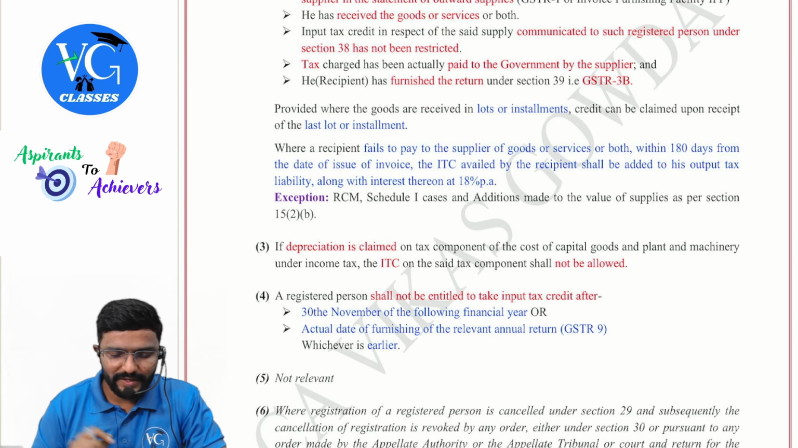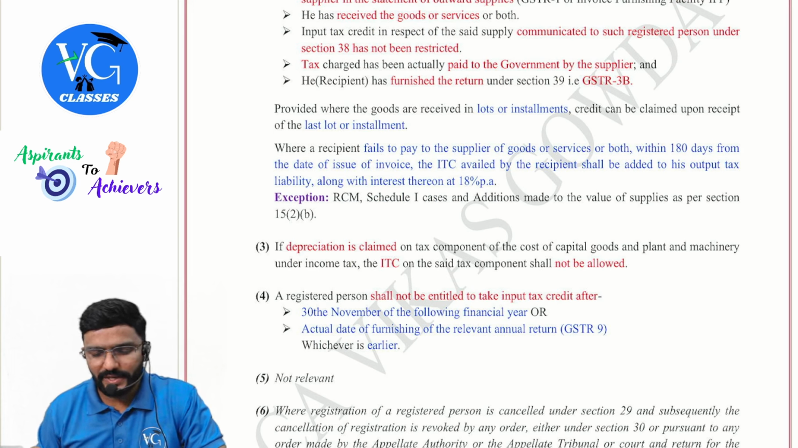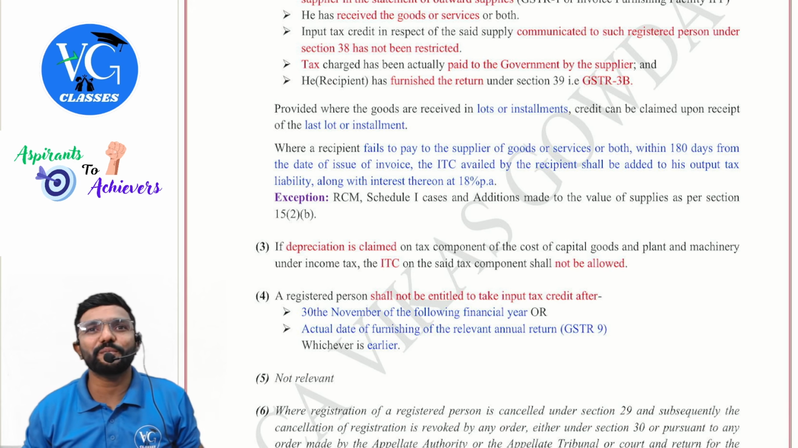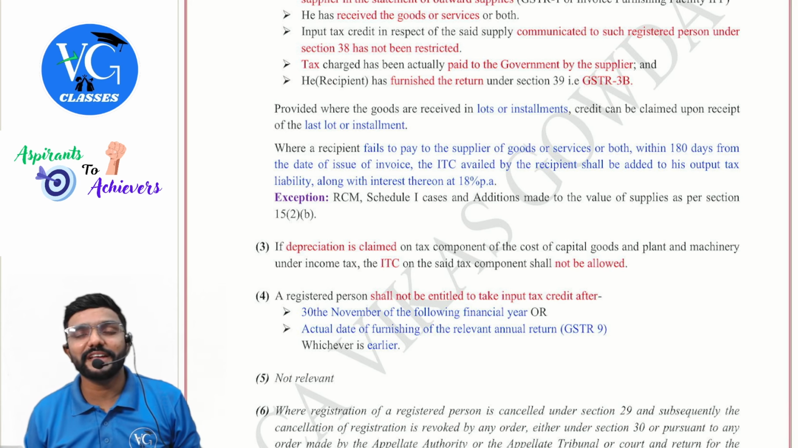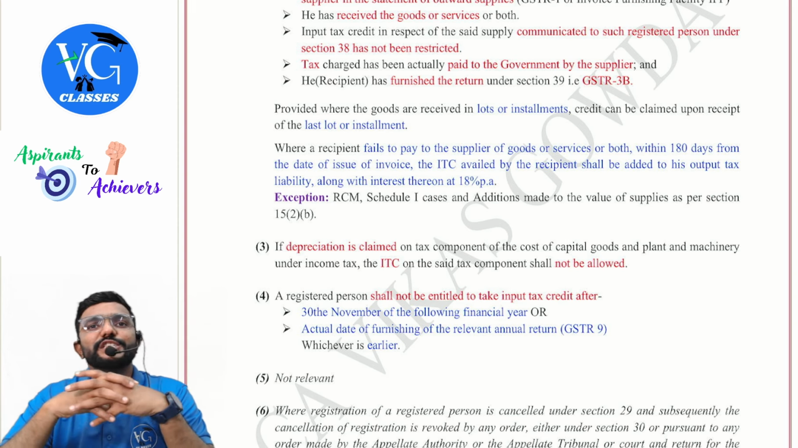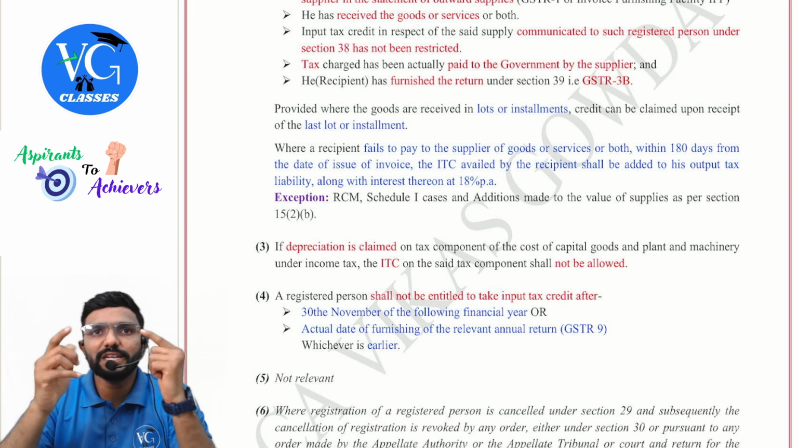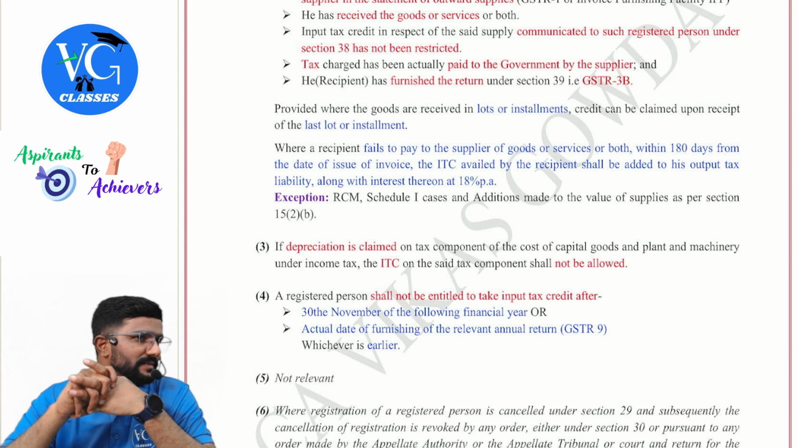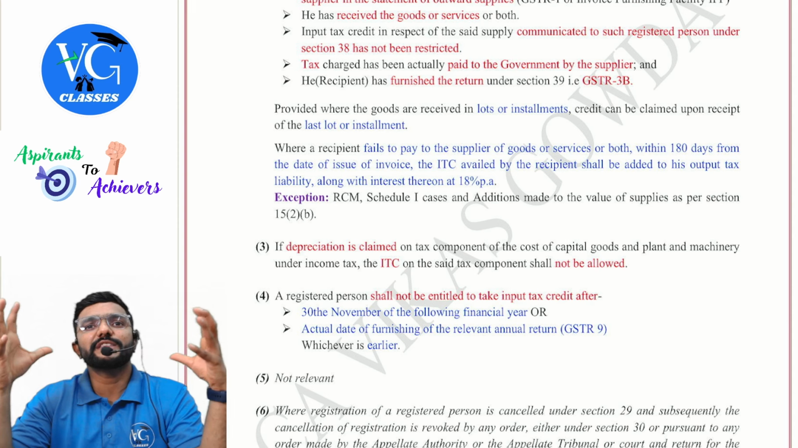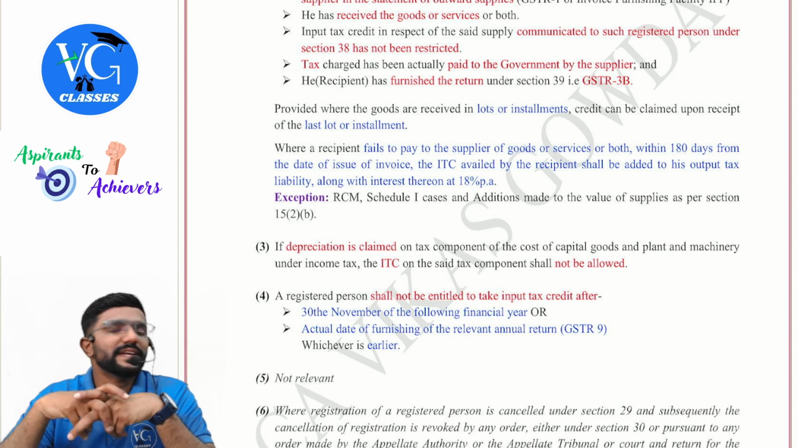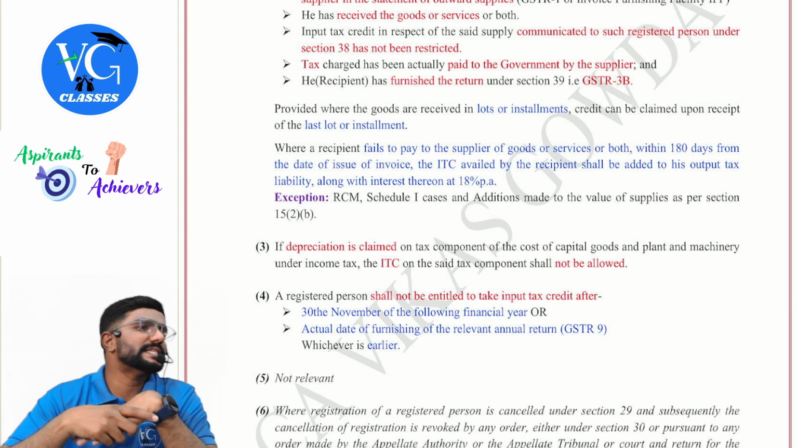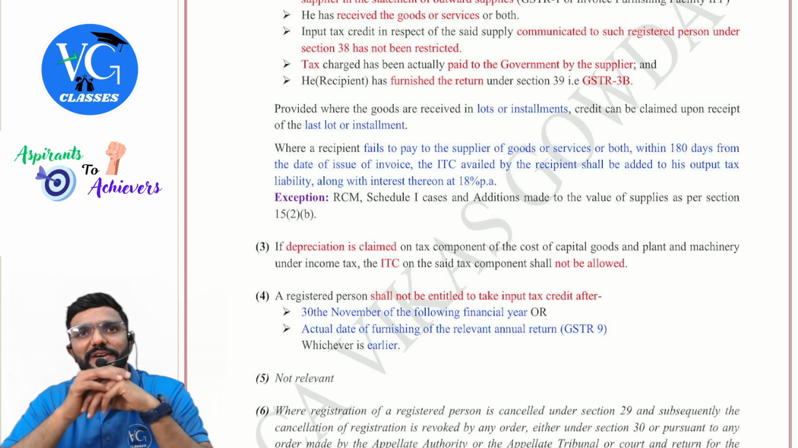Next, provided where the goods are received in lots or installments, credit can be claimed upon receipt of the last lot or installment. Sir, can I claim it proportionately? No. Can I claim it when I receive the first installment? No. Assume I have purchased 1 lakh kgs from you and one single invoice is issued for the entire 1 lakh, and you are sending me the goods in 10 installments, 10,000 kgs each. When can I claim the credit for the entire 1 lakh kgs? Only when I receive the last installment, that is the 10th installment.